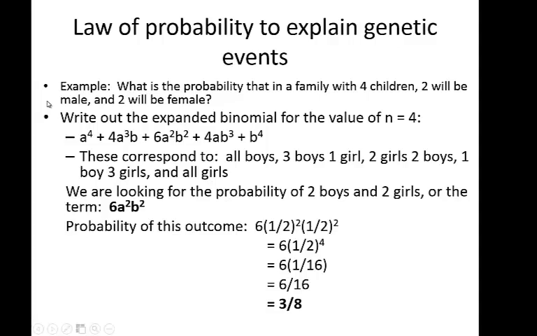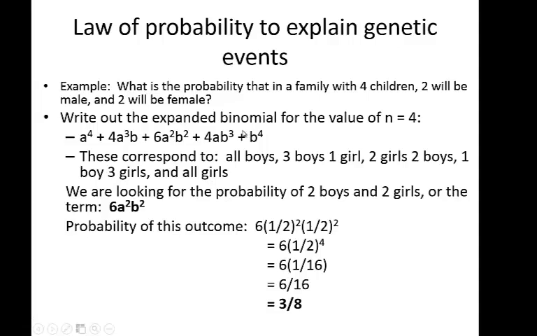If you look at Pascal's triangle, you can write out the expanded binomial for n equals 4. In this case, it's a^4 + 4a^3b + 6a^2b^2 + 4ab^3 + b^4. What these terms correspond to: the first one is 4 boys. The second one is 3 boys and 1 girl. The third one is 2 boys and 2 girls. This one is 1 boy, 3 girls. This one is all girls. Those are the different possibilities you could have if you had 4 children.